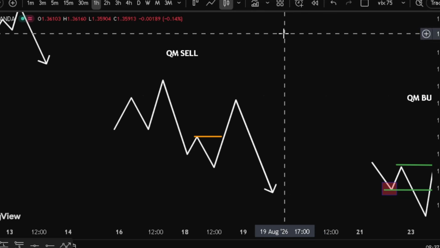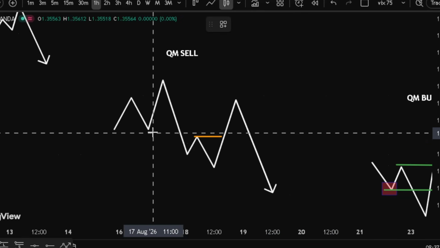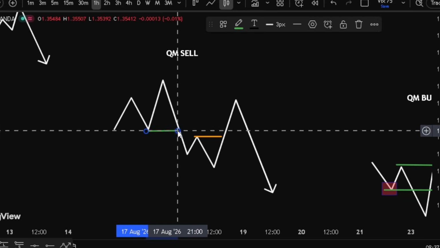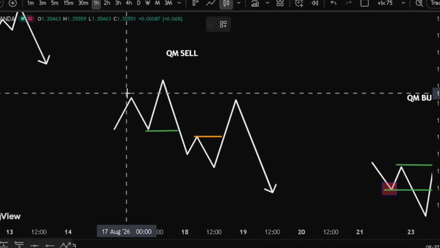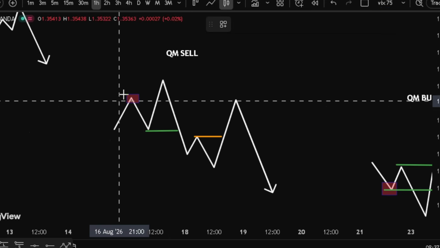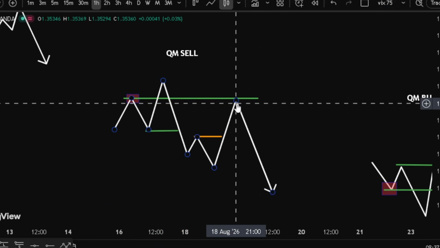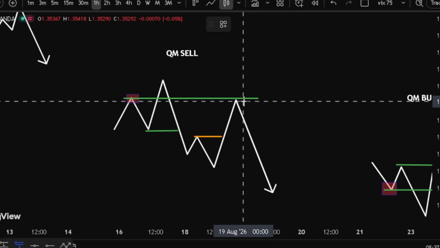So this is the QM sell model. And you realize that price pushes towards the downside, giving us a change of character right there. Once we get that change of character, we now expect price to reverse on this particular left shoulder. So we go ahead, draw our horizontal line on that left shoulder, and now we expect price to pull back into the zone and then give us a reason to sell.